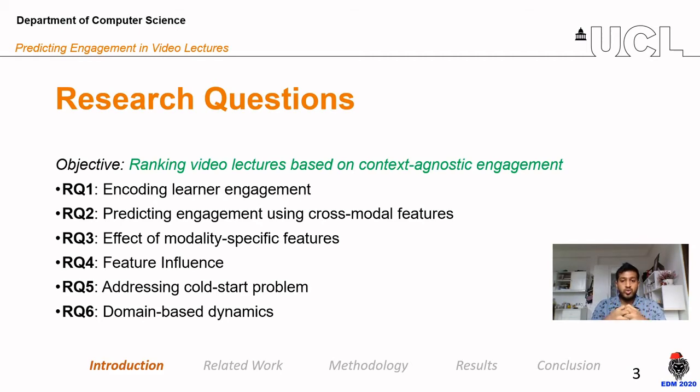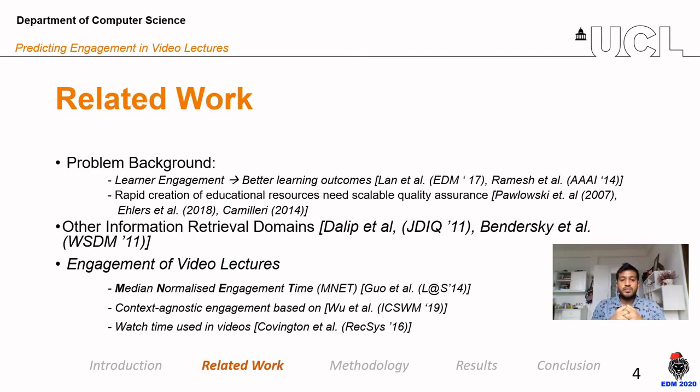Learner engagement associates with better learning outcomes in both online settings and offline classroom settings. And in recent years, there has been a lot of work that discusses the need for scalable quality assurance of educational materials and also shows the opportunity of building specific quality instruments, which are tools that address specific subparts of the quality assurance process.